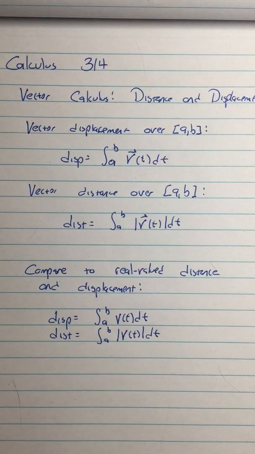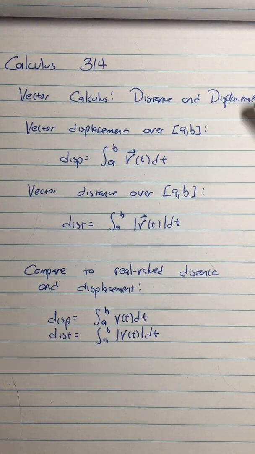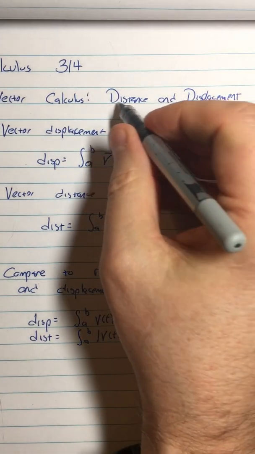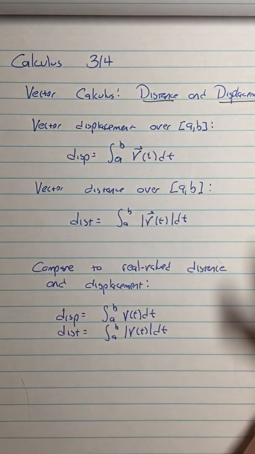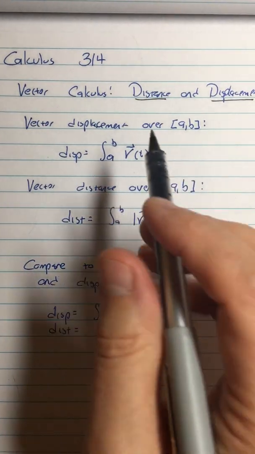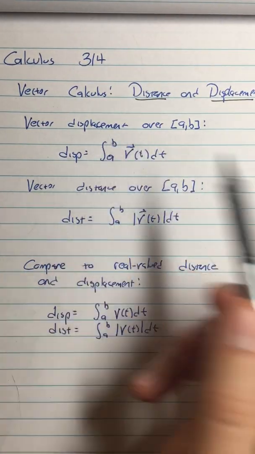On Tuesday, we did derivatives of vector functions. And now we're going to do integrals of vector functions, and that's all we're going to do with them. What we're going to be talking about with integrals is distance and displacement. Those are really the only two applications that there are. Basically, it's like these two formulas.